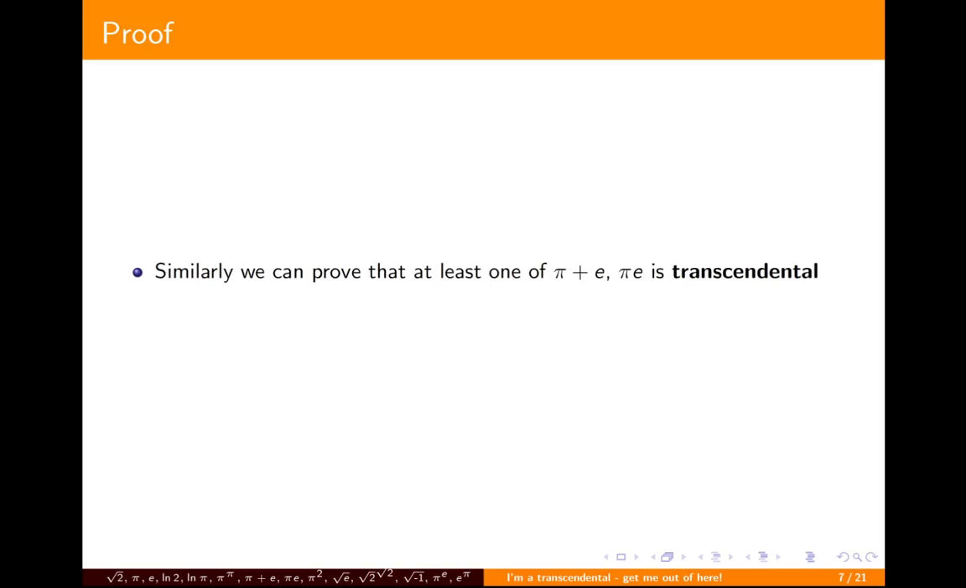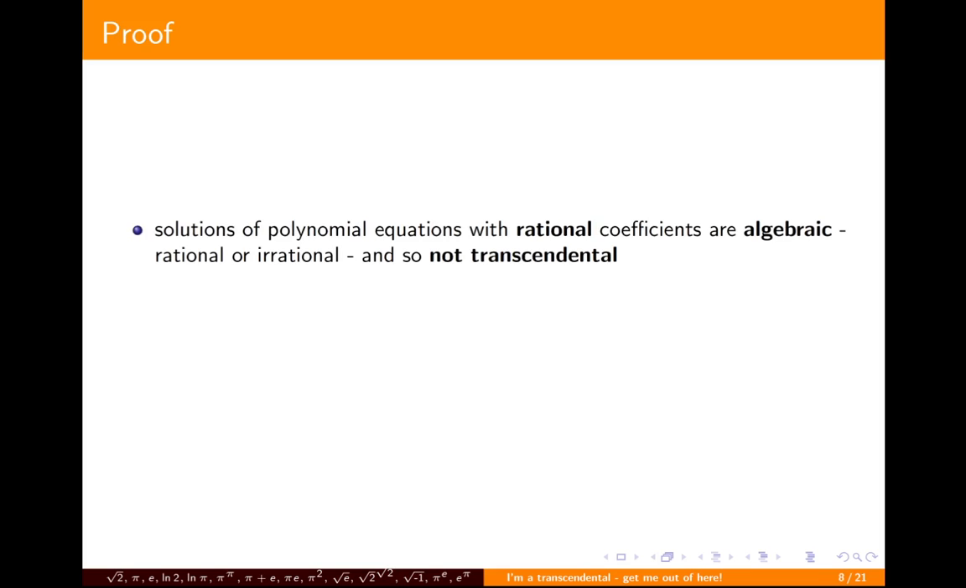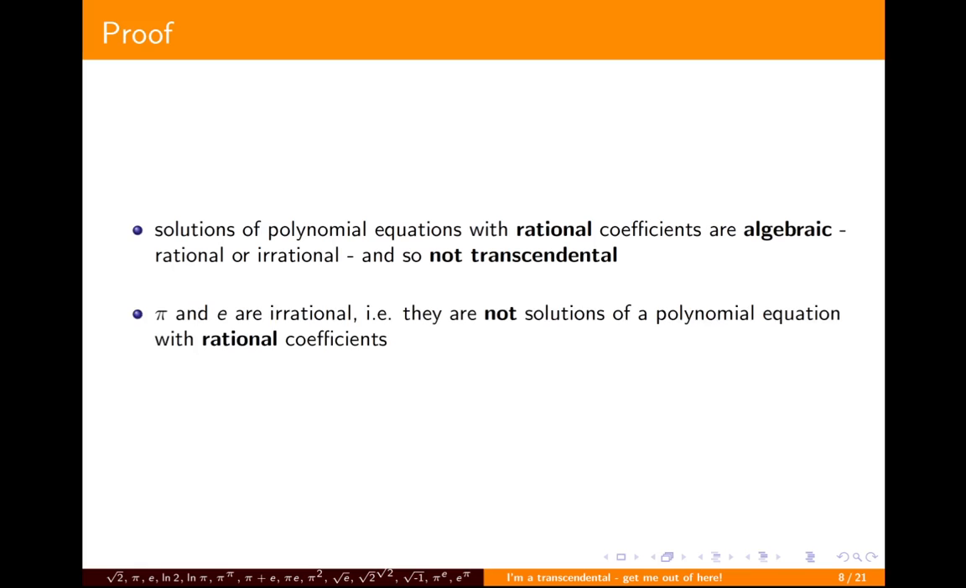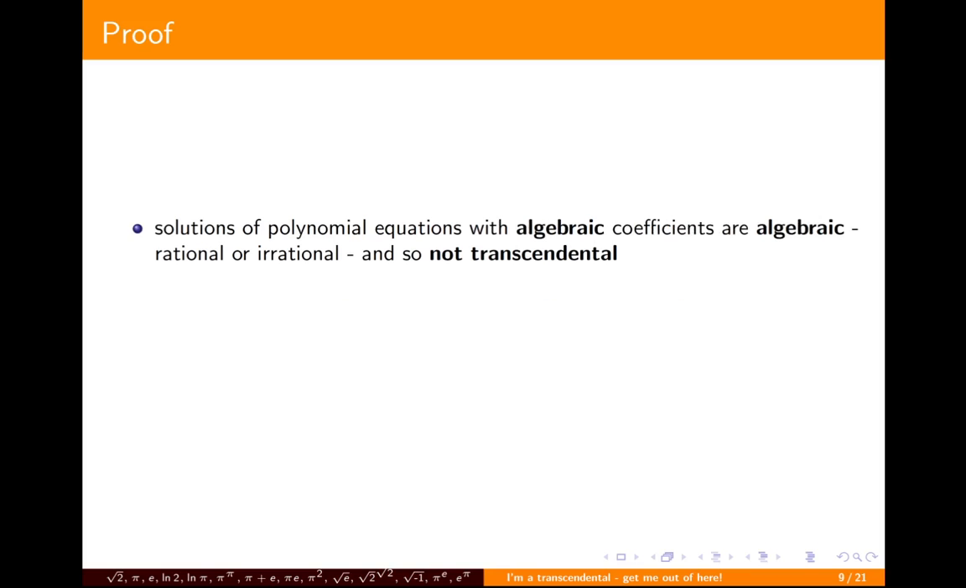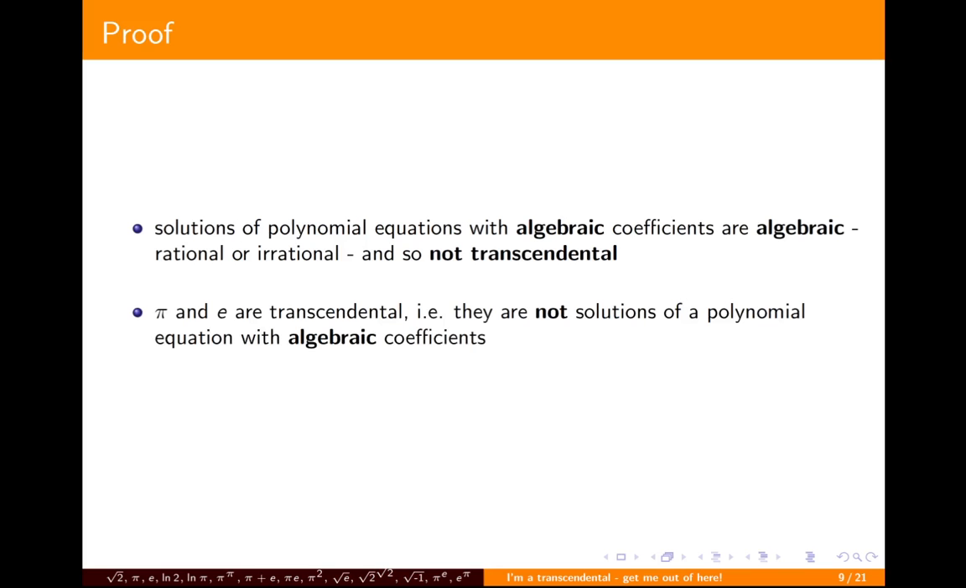We now follow a similar argument to show that at least one of the product and the sum is transcendental. So while we know that solutions of polynomial equations with rational coefficients are algebraic, and that because pi and e are transcendental, they're not the solutions of polynomial equations with rational coefficients, one can say the same for polynomial equations with algebraic coefficients. So solutions of polynomial equations with algebraic coefficients are algebraic, rational or irrational, and so not transcendental. But because pi and e are transcendental, they are also not solutions of a polynomial equation with algebraic coefficients.